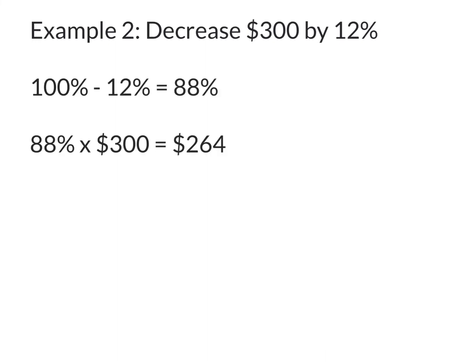So as an example, if I decrease $300 by 12%, step 1, I do 100% because it's decrease, 100% minus 12%, which is 88%, and then I find that percentage of the original, 88% times $300, which is $264.